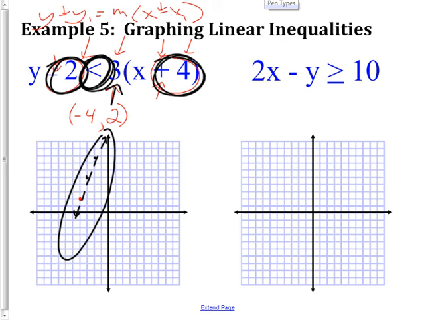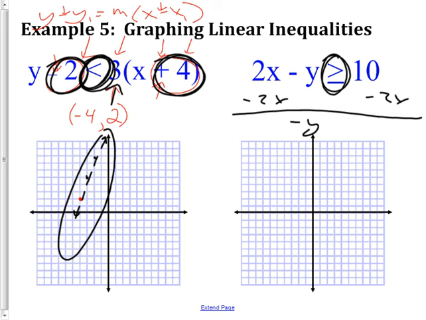Does this one have an equal to sign in it? Then it'll have a solid line. Okay? So when we graph this one, it's going to have a solid line. First step, minus 2x, minus 2x. Then it's negative y, and this is important. Negative y is greater than or equal to negative 2x plus 10. I haven't done anything wrong yet.